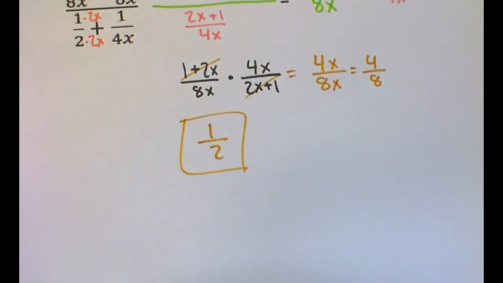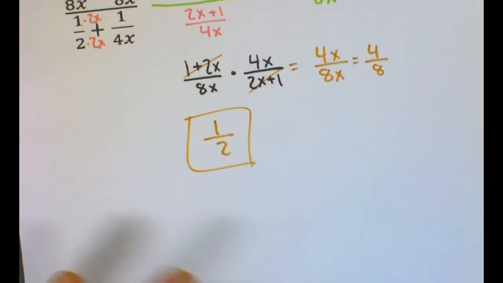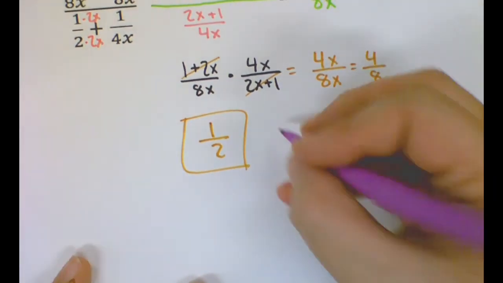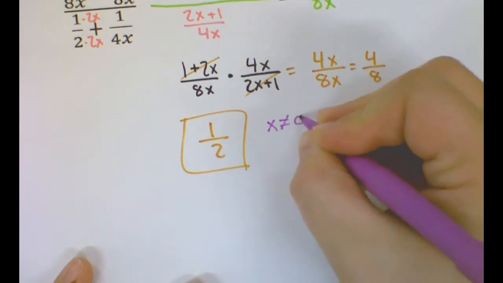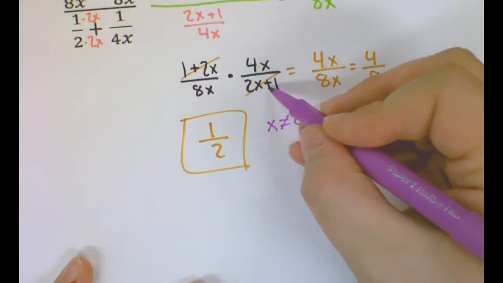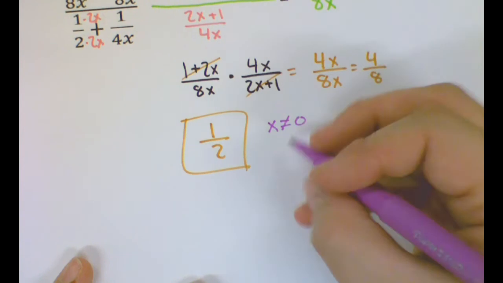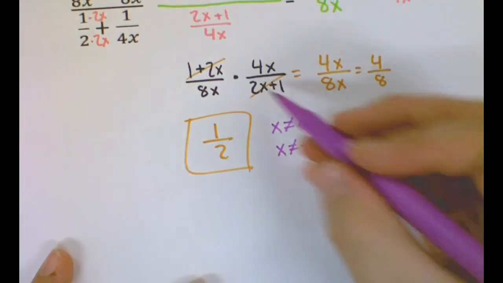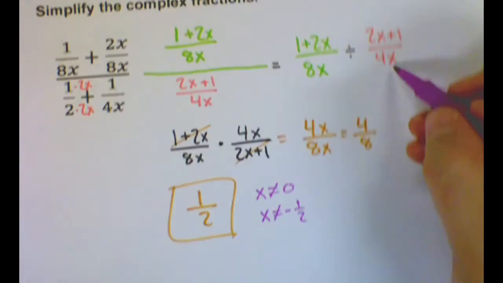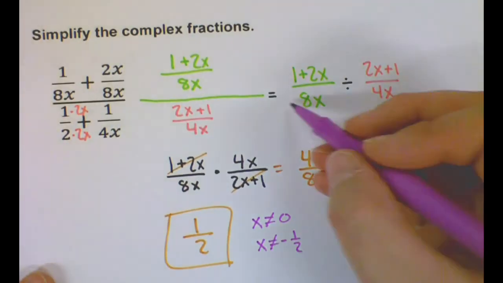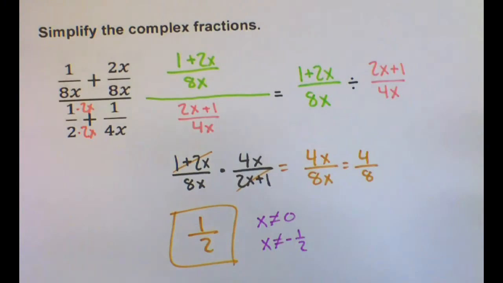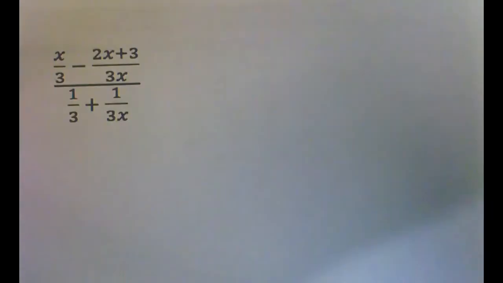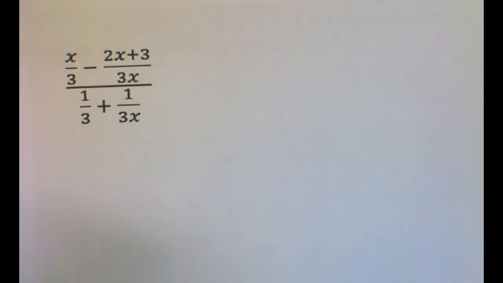And finally, our restrictions. Well, at this point, there's no restriction. But in this step, x couldn't be 0. If I look back another step, x can't equal -1/2. Look back further, x still can't equal 0. And that's everything, all of our issues. So let's try another one.